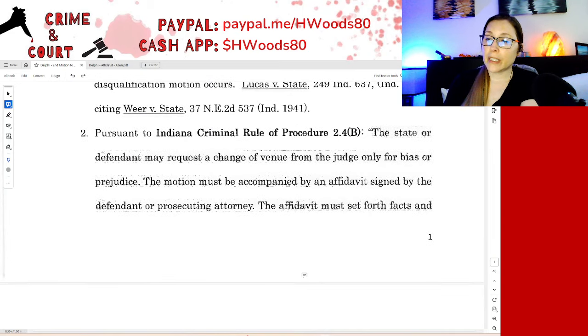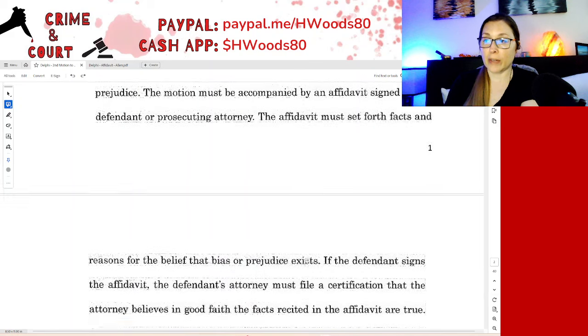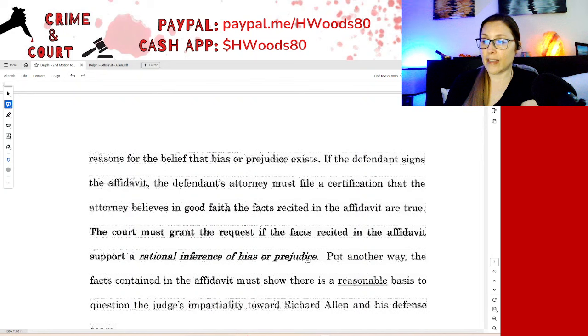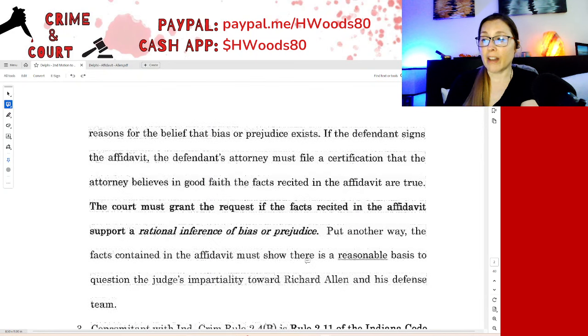All right, so number 2, pursuant to Indiana Criminal Rule of Procedure 2.4(b), the state or defendant may request a change of venue from the judge only for bias or prejudice. The motion must be accompanied by an affidavit signed by the defendant or the prosecuting attorney. So that's already covered. They've got it, Richard Allen's affidavit we just read. The affidavit must set forth facts and reasons for the belief that bias or prejudice exists. If the defendant signs the affidavit, the defendant's attorney must file a certification that the attorney believes in good faith the facts recited in the affidavit are true. The court must grant the request if the facts recited in the affidavit support a rational inference of bias or prejudice. Not they may, they must. The court must grant the request.